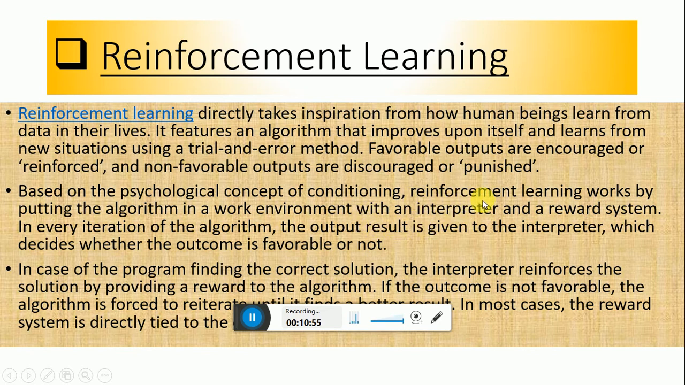Reinforcement learning works by putting the algorithm in a work environment with an interpreter and a reward system. In every iteration of the algorithm, the output result is given to the interpreter, which decides whether the outcome is favorable or not. So this is reinforcement learning. It is very useful in many industries, with many algorithms.